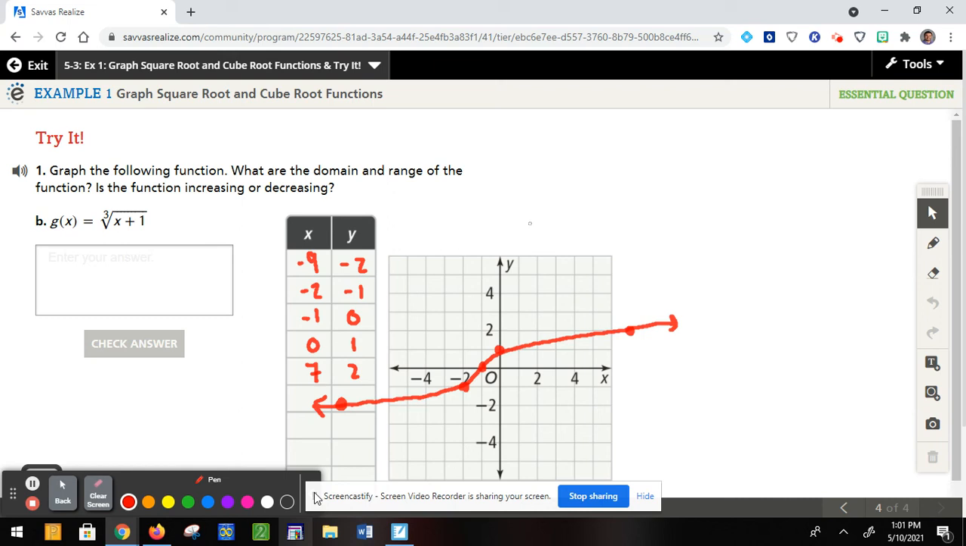So here I chose x values of -9, -2, -1, 0, and 7, because those are numbers that will create a cubic number under the cube root. So -9 plus 1 is -8, cube root of -8 is -2, and so on. You plot those points and you get that curve, right? Domain and range are both all real numbers for this, and it will be increasing.